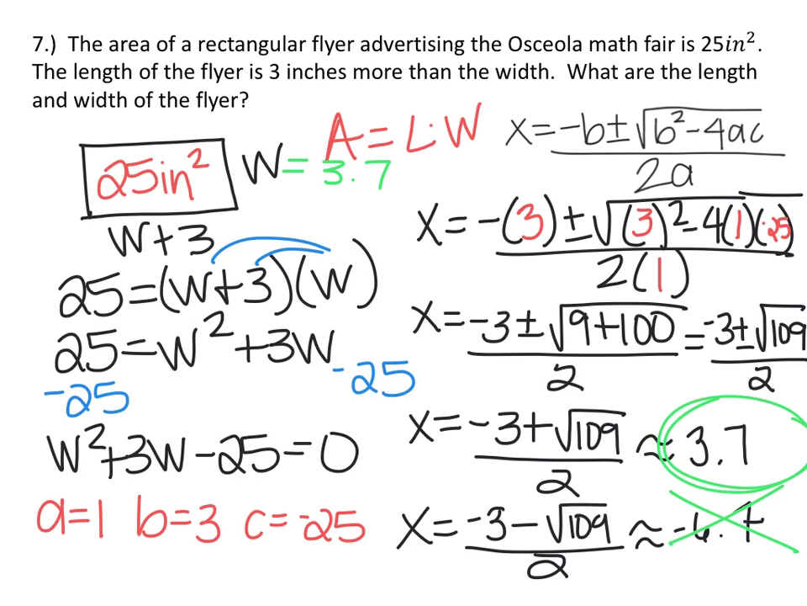So that's the width, and the length is 3 more than that. So that's going to be 3.7 plus 3, which would be 6.7. And we know that we're talking about inches, so that's going to be 3.7 inches and 6.7 inches.